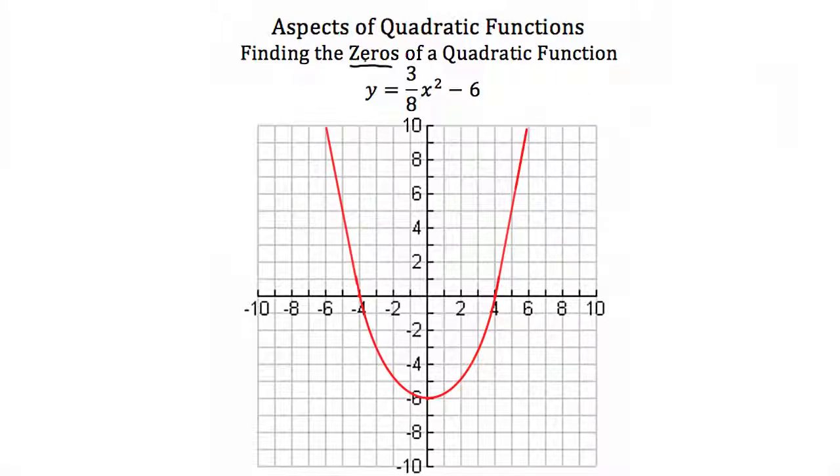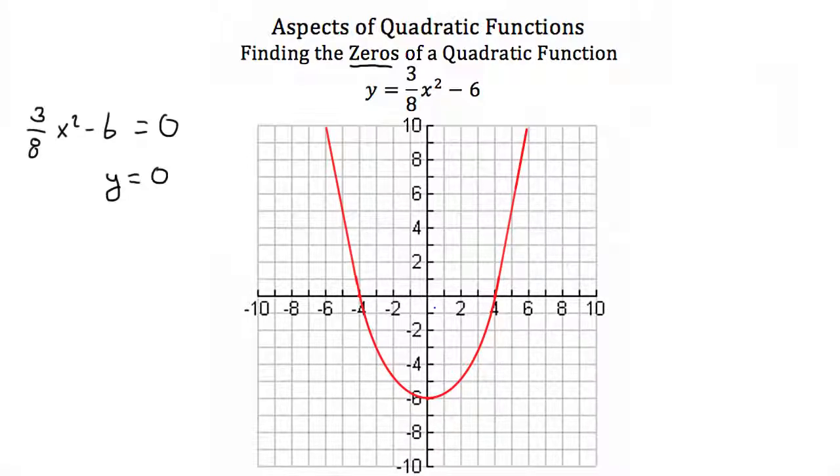Now if we want to find the zeros of this quadratic function, all we're doing is setting 3/8 x squared minus 6 equal to 0. Now 3/8 x squared minus 6 is equal to y, so what we're really doing is setting y equal to 0. Now if I want to find out when this is equal to 0, and remember this is y equal to 0, then I can go to my graph and find out where y is equal to 0.